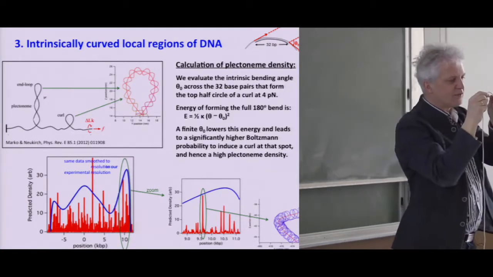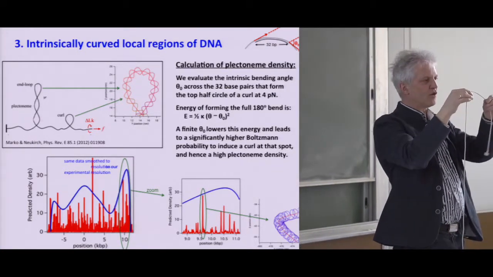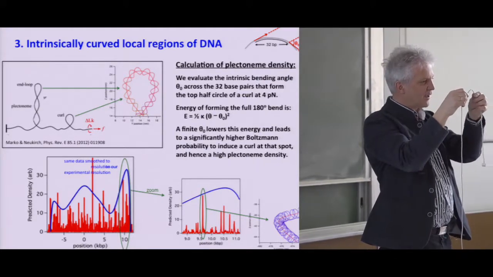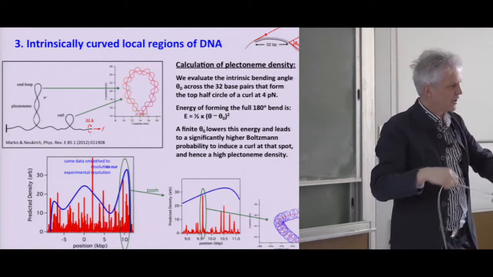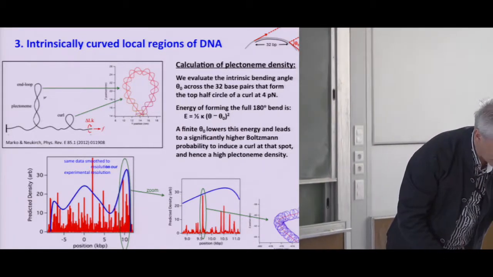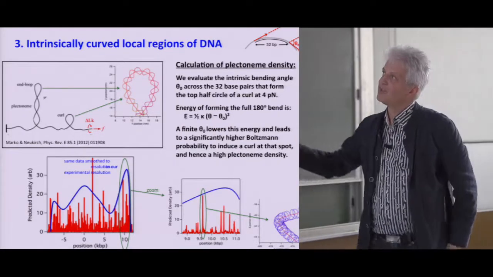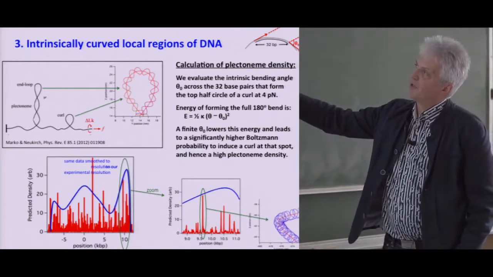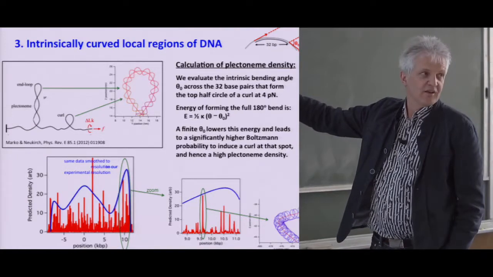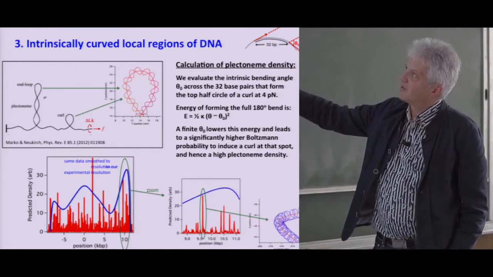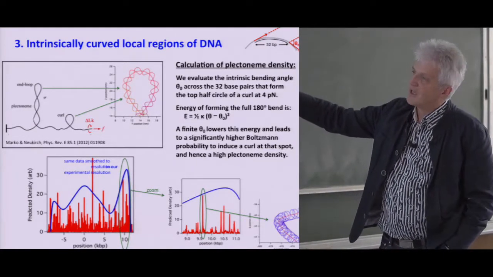However, if you have a region of DNA where it's already intrinsically curved, you can start here and bend only a little bit further to get to 180 degrees. Then you have to pay much less mechanical energy to get there. So that's interesting. You have a simple expression for the bending energy, which is just the mechanical expression, and if you have an intrinsic curvature, this energy is much lower.